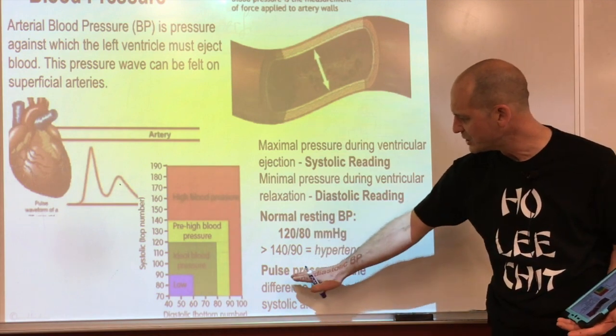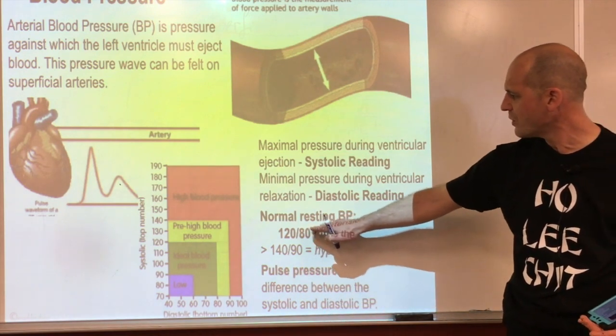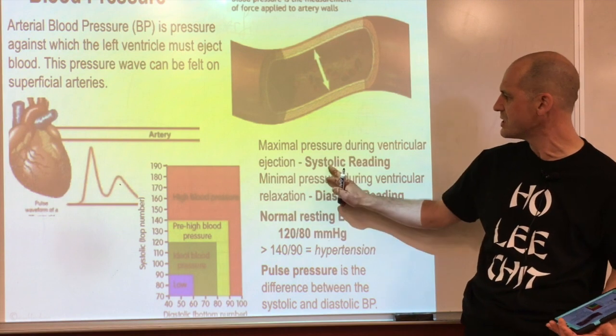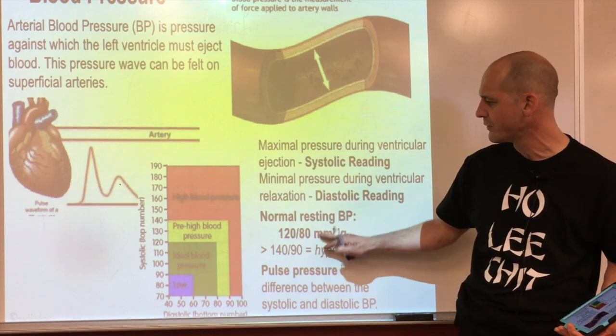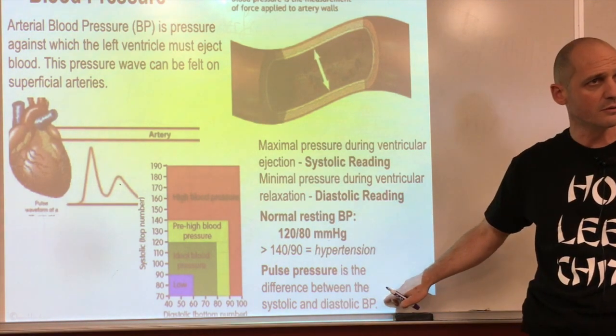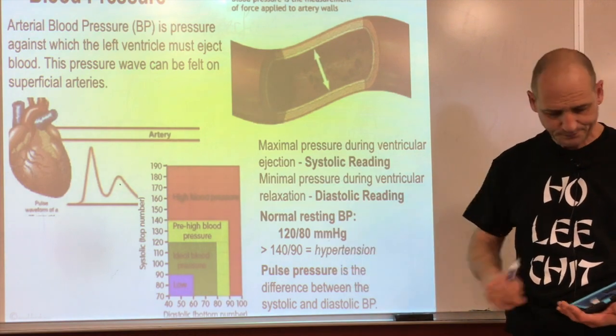Oh, here, pulse pressure, sorry about that. So 120 is the systolic reading, the 80 here is the diastolic reading. The pulse pressure is the difference between the two. So here it'd be 40.